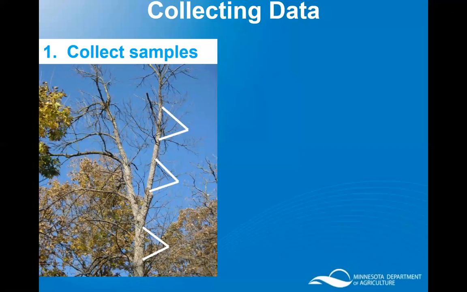And we had standard places from which we took samples. So we would take a sample from the upper canopy, one from the mid canopy, and one from the lower canopy from each of these trees. So we'd have 3 logs about 3 to 4 feet in length that we would take from each of these trees.